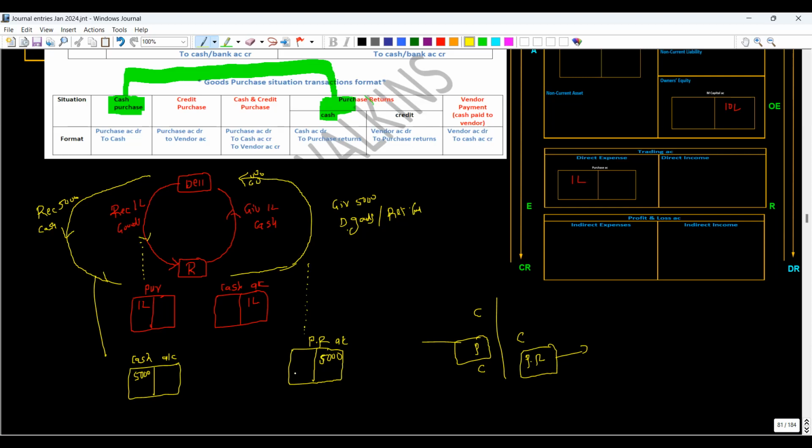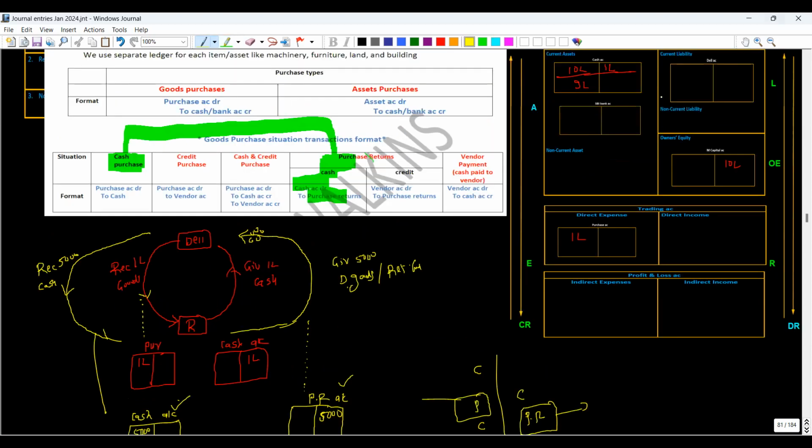Now the final journal entry for the cash purchase return is what? Cash account debit to purchase return credit. That's it. The value is 5,000, 5,000. Now look at how it is going to appear in the financial statement. Anyway, we are getting cash, so we have to add that 5,000 to the debit side of the cash account. Now the available cash in the cash account is 9 lakhs, 5,000.